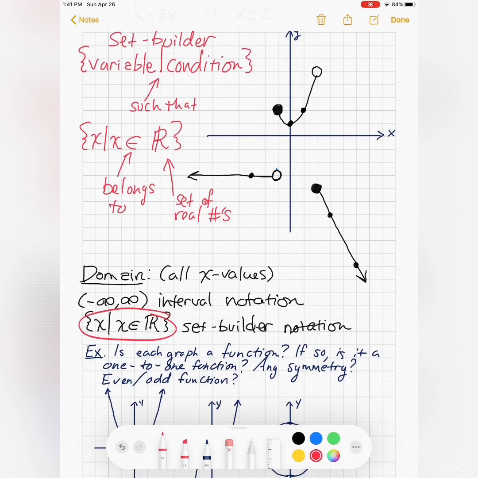Okay, let's do the range as well. So the range I'm interested in, the y values. Same idea.